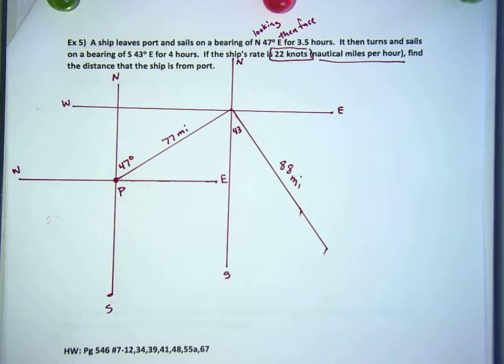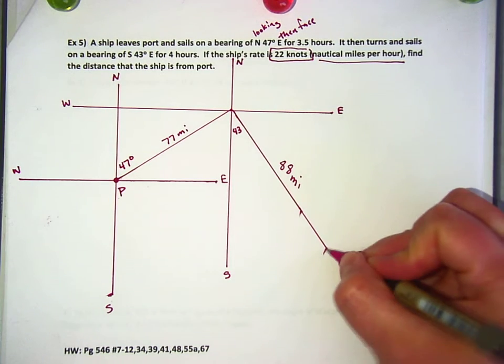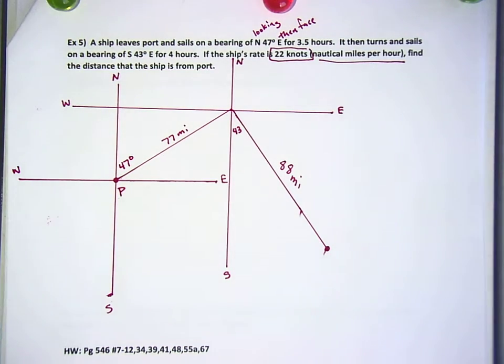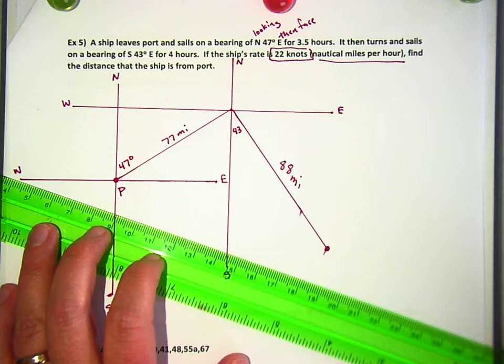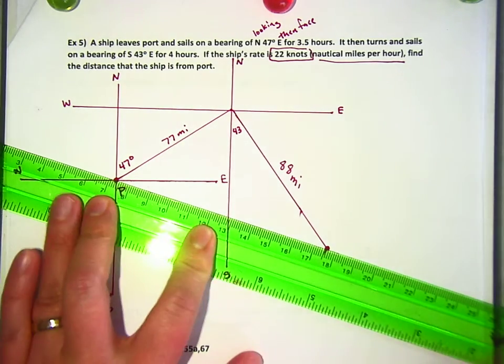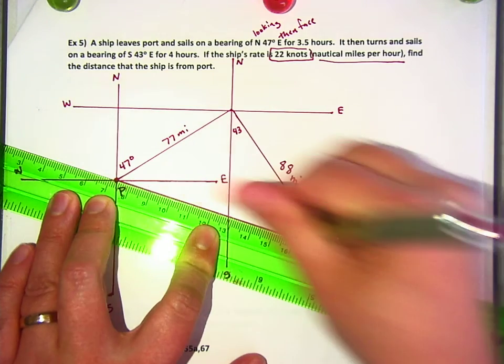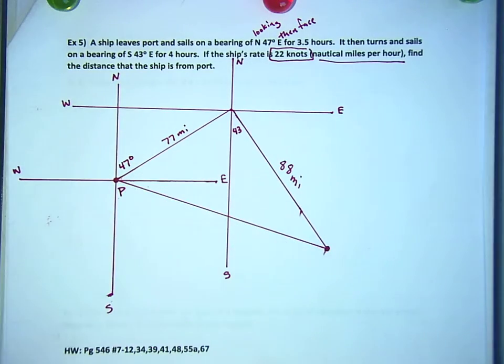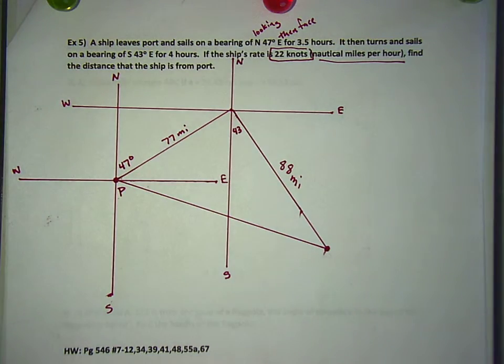And then it says, find the distance that the ship is from port. So, again, is this a hard problem? No. Is it hard to draw this picture? Yeah. In fact, I would actually suggest that for this one homework assignment that maybe you just grab some blank white paper to draw. These lines always mess me up.